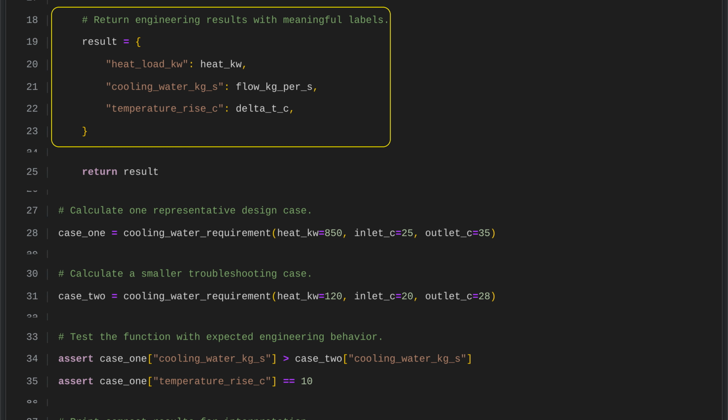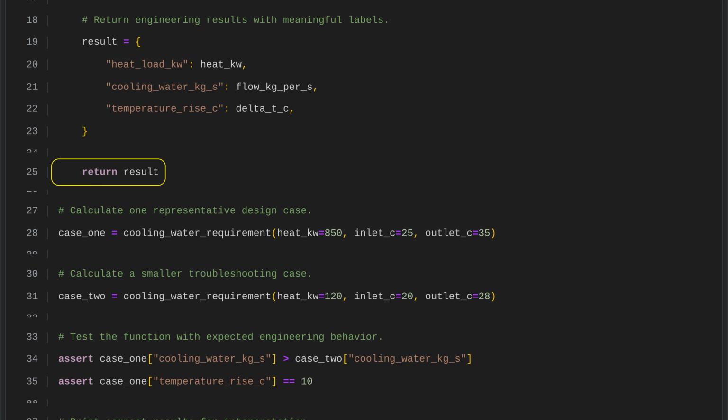The code returns the engineering calculation results in a dictionary with clear labels for the heat load, cooling water flow rate, and temperature rise. This makes it easy to pass multiple related values from the function and use them in later calculations. The function returns a result dictionary that clearly labels the main engineering outputs: heat load, required cooling water flow, and temperature rise. This structured format makes the results easy to understand and reuse in other contexts.